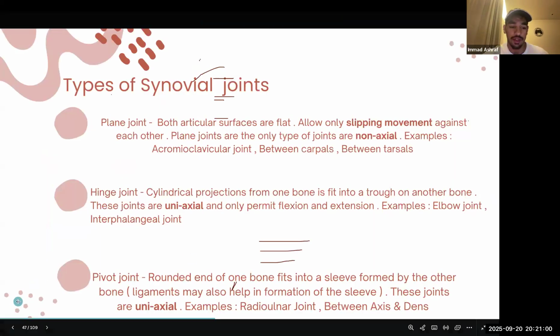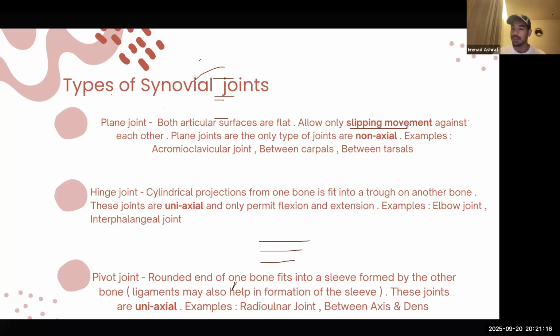There are different types of synovial joints, right? We have a plane joint. There are 6 types, so let's start with the first one. The first one is a plane joint. The plane joint allows for only slipping movement.